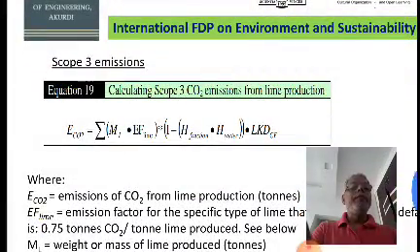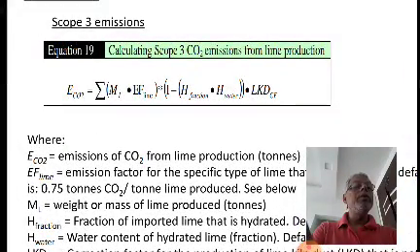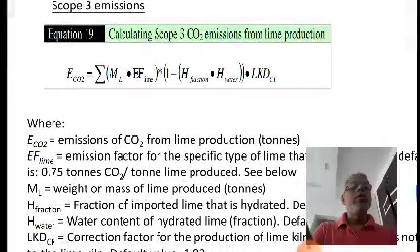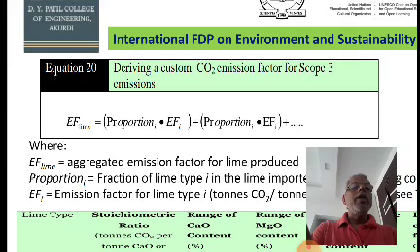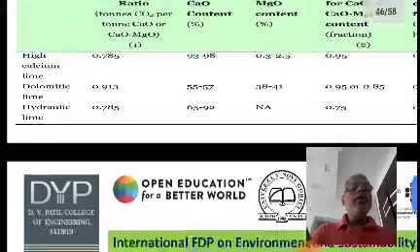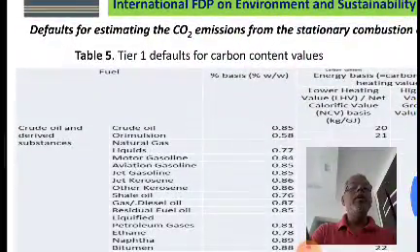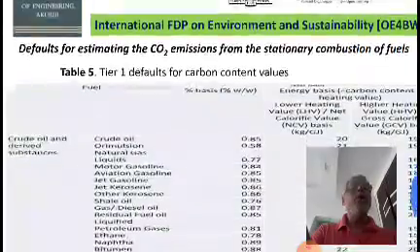Then the scope 3, it is for the offsite, calculating CO2 emission from the lime production. You can use this equation, and for deriving the custom CO2 emission factor for the scope 3 emission, you can use this equation. So these are the different tables and data available. These are the tier 1 default carbon content values and all.